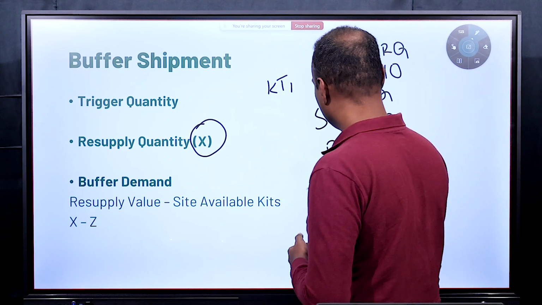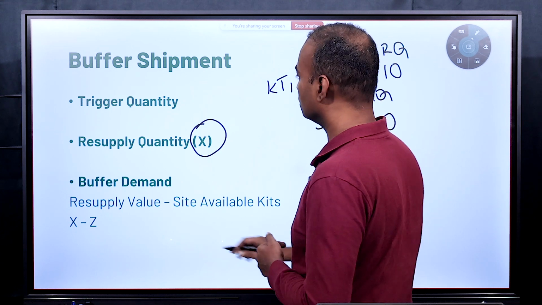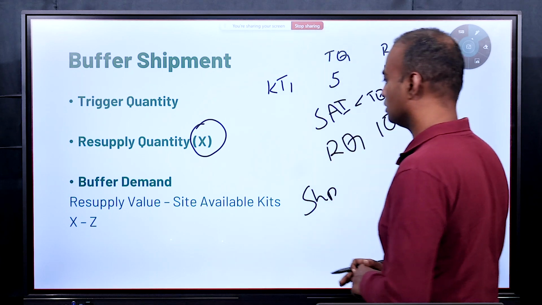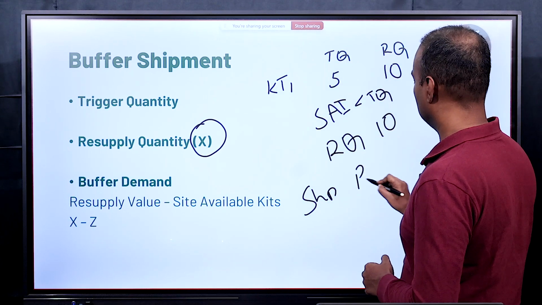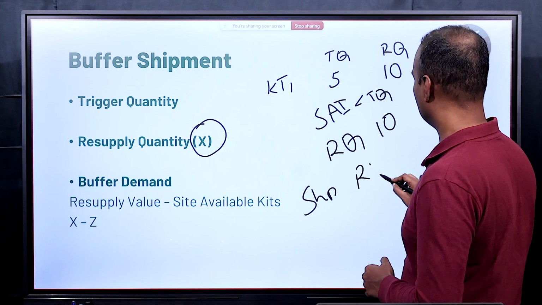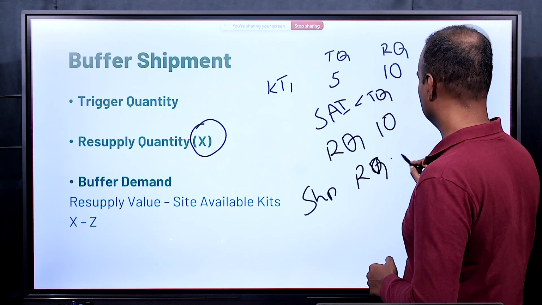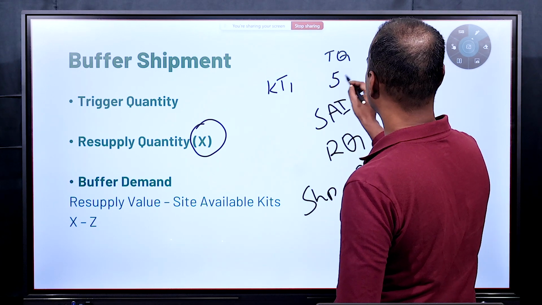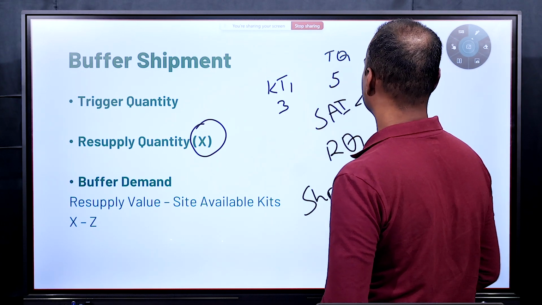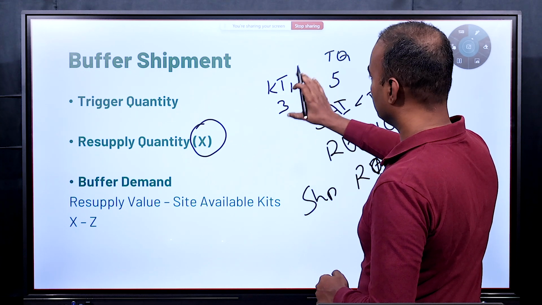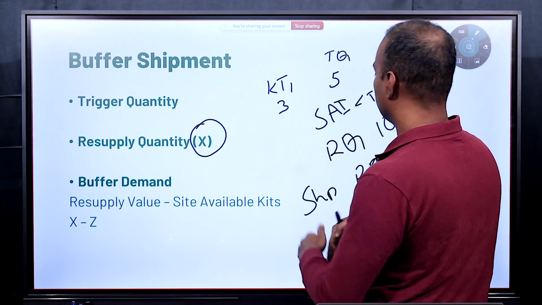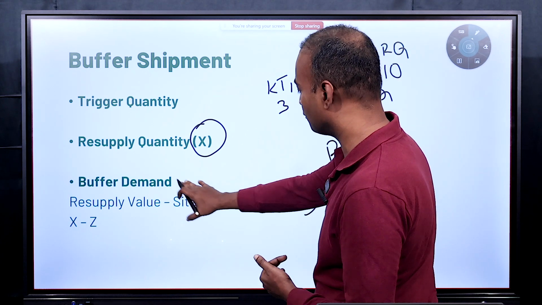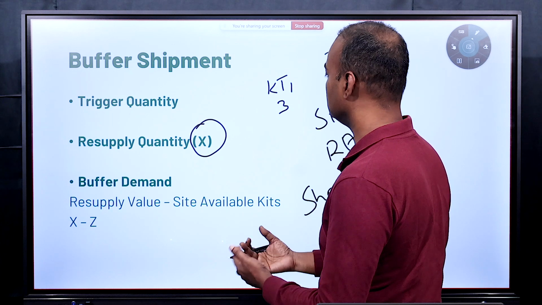But what does the shipment contain? Or what does the buffer demand? We call it buffer demand, right? Buffer demand is resupply value or resupply quantity minus site available inventory. For example, think that in this site there are only 3 kits, so now the site available inventory is less than 5, and a shipment is triggered. What does the shipment contain? Buffer demand. Buffer demand is the number of kits in the shipment.